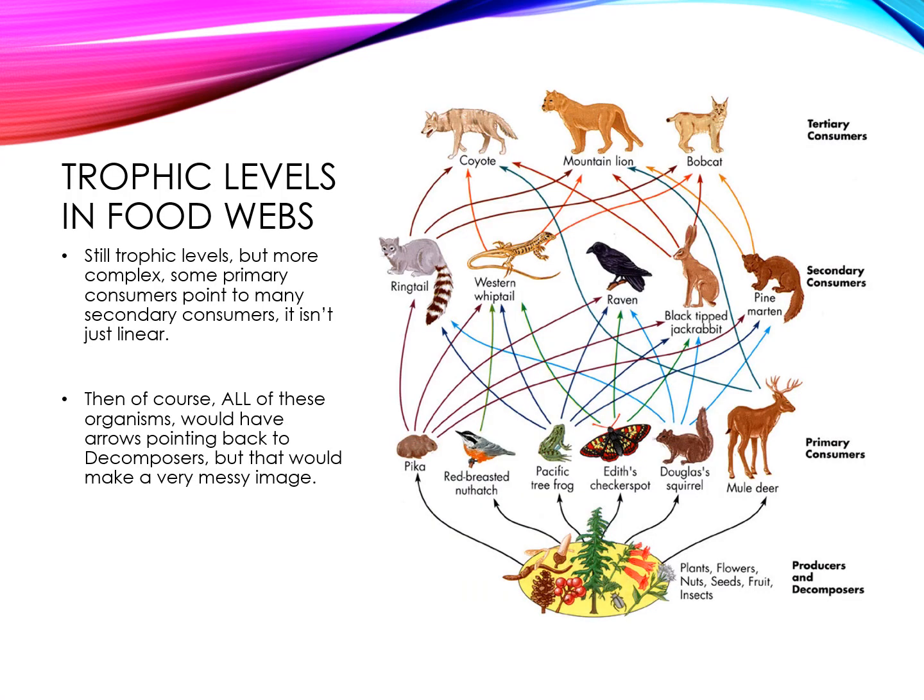Trophic levels can also be seen in food webs. So in this image, you still see trophic levels, but they're more complex. Some primary consumers point to many secondary consumers. It isn't just linear, okay?